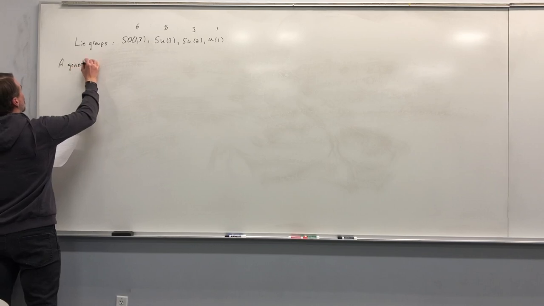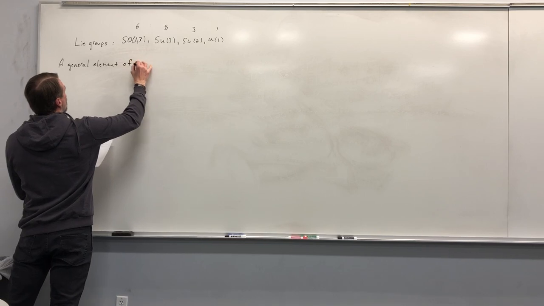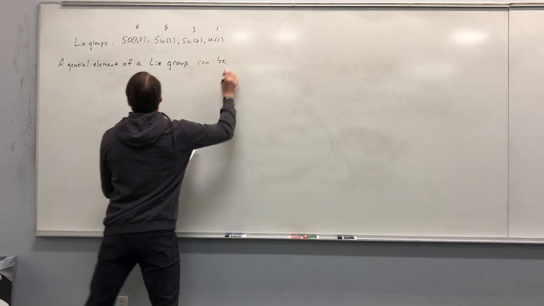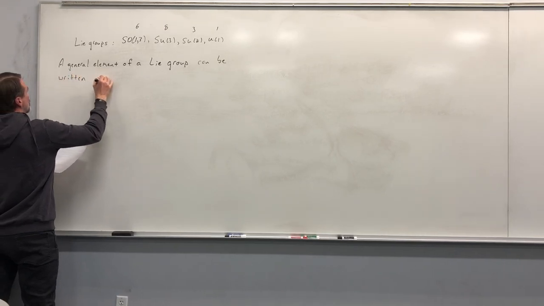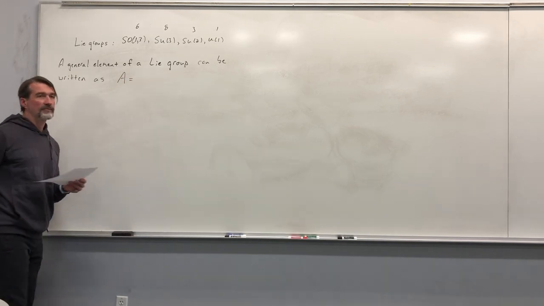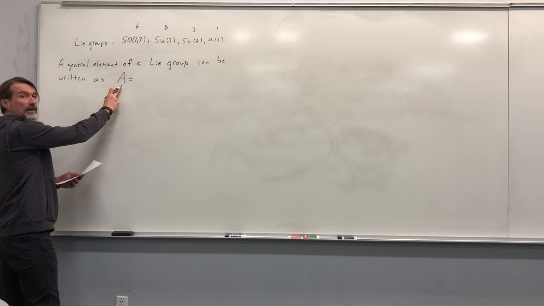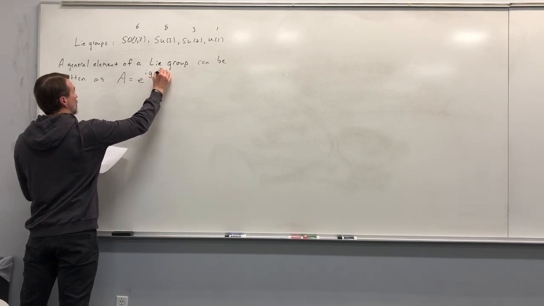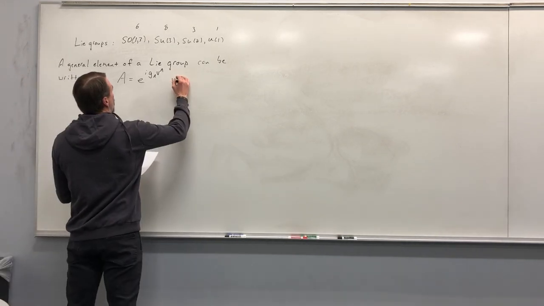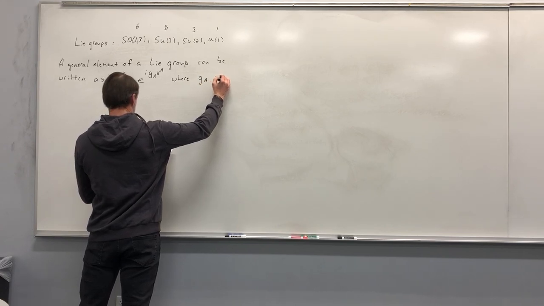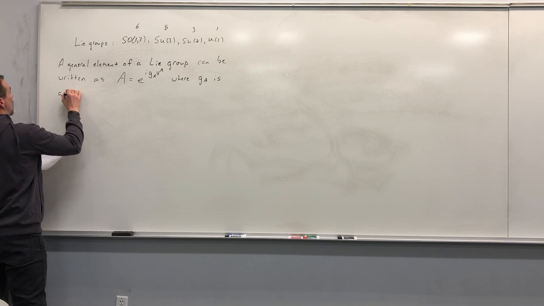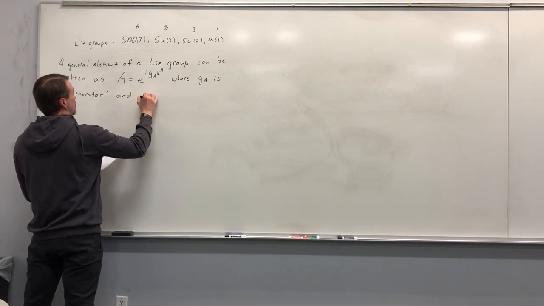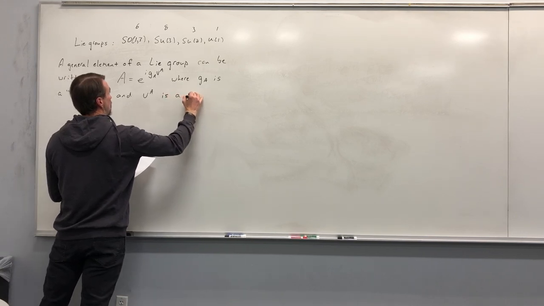A general element of a Lie group can be written as A. This is the element of the Lie group, and it can be written through what is called the exponential map. G_A is a generator and v^A is a parameter.